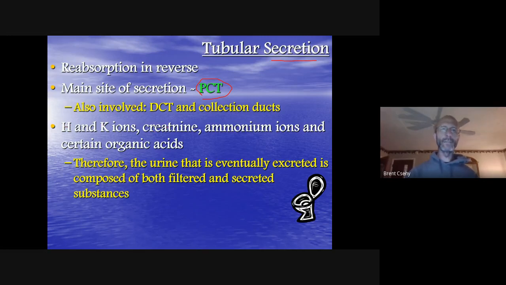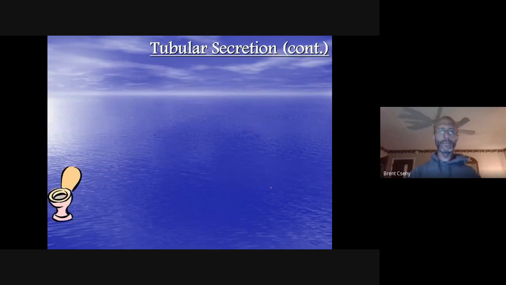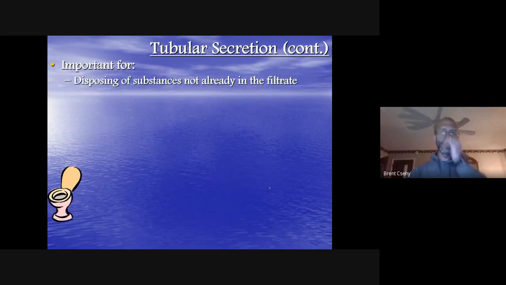Potassium ions, creatinine, again, that's muscle breakdown. Ammonium ions, that's from your muscle, your body working. You don't really need that. So eventually, you have in your urine things that are filtered and secreted. But why is it important? We filtered it, got it out of the blood, we absorbed it, put it back in the blood, and now we're literally putting it back in the tube again? Perhaps. So, things that we don't really want there anyway.